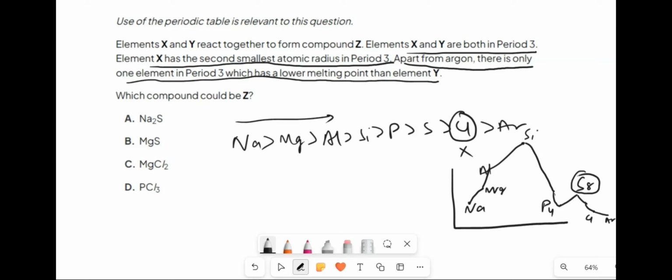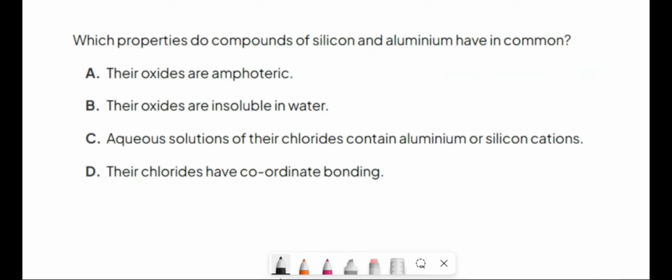So it is saying that except argon, we're not counting argon, there is only one element which has a lower melting point than Y. We can see that below phosphorus there is only one element, that is chlorine, which has a lower melting point. Hence Y is phosphorus. So the compound Z is formed by the reaction of phosphorus and chlorine. So the correct option is D, PCl3.